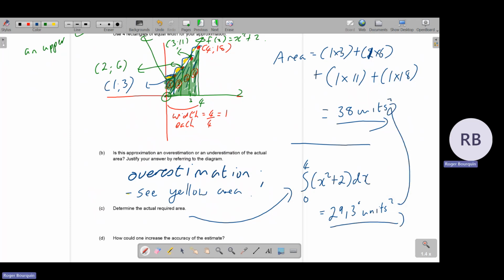This shows that our estimation, as predicted, was an overestimate.